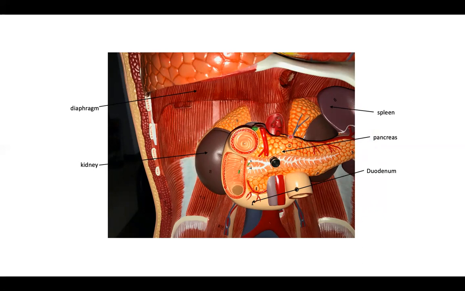Now, in this picture, you also can visualize the first part of the small intestine, which is the duodenum. So the duodenum is relatively short. It's about 10 to 12 inches long versus the 20 feet of the other two parts of the small intestine combined together.